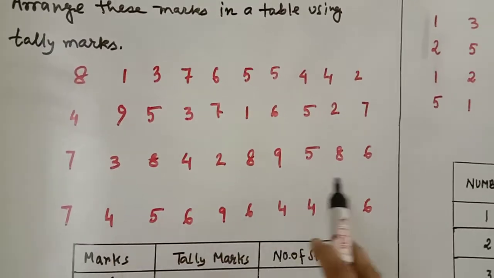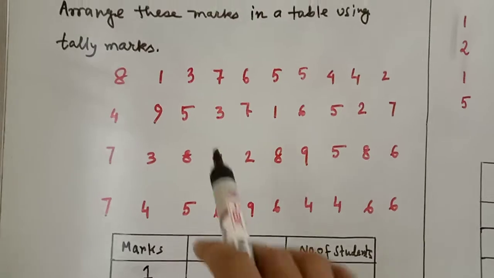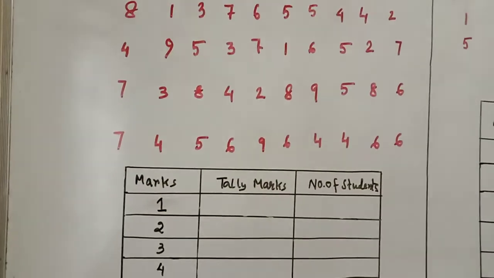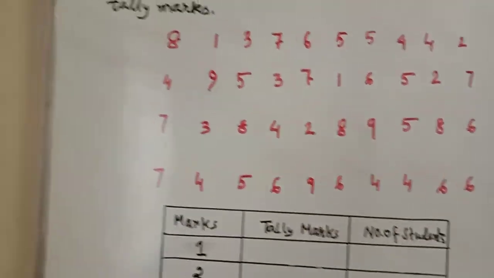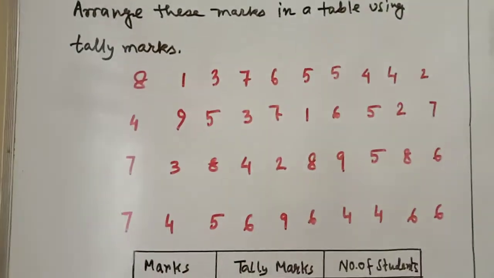They are only arranged in this way, roll number wise. You have to arrange them in a tally marks table. Arrange these marks in a table using tally marks.